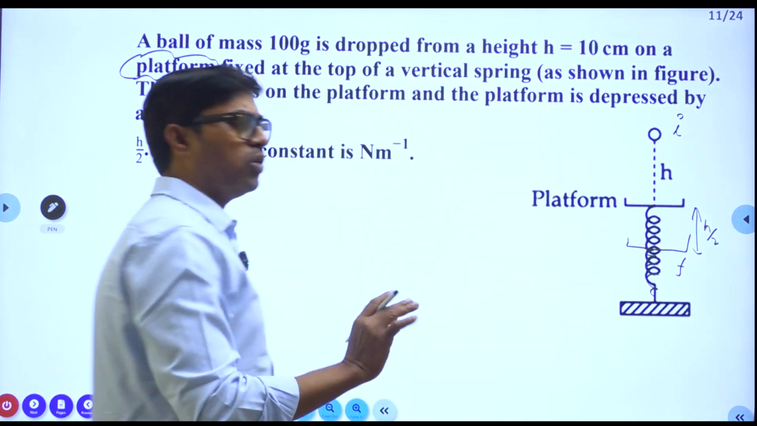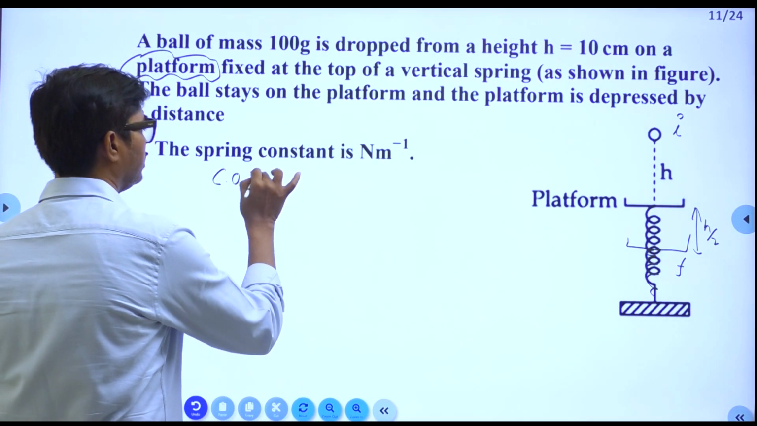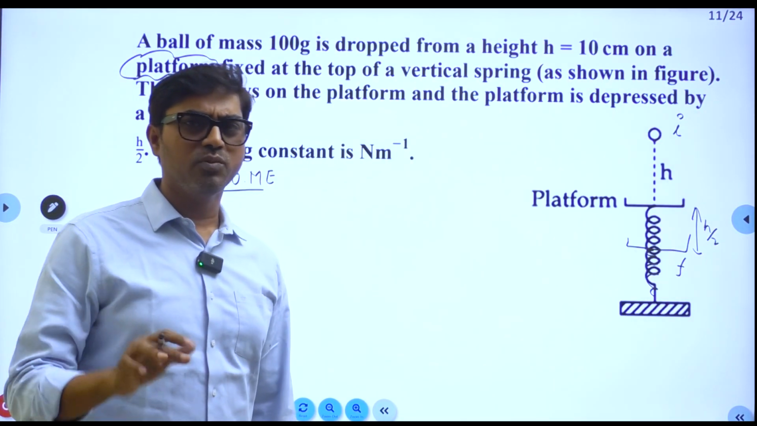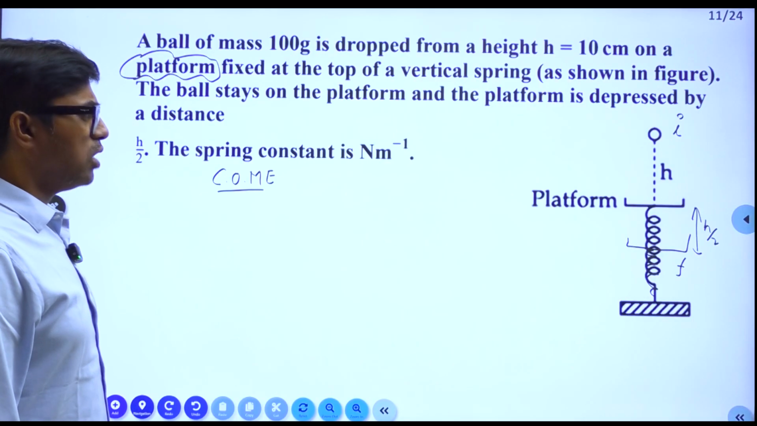Between initial and final, I want to conserve energy. I want to use conservation of mechanical energy. There is a collision between platform and block, but that collision is neglected because the platform mass is neglected. So in that case, there is no loss of energy.